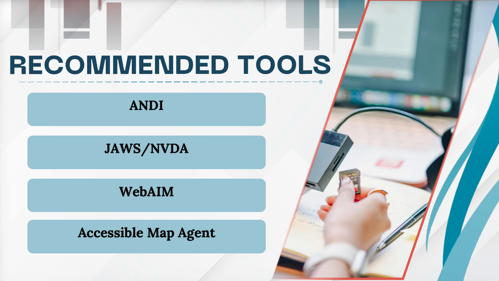WebAIM is another tool that you can use to look at things, and then Accessible Map Agent is our tool that will generate accessible alt text for a map and give you the paragraphs of text that describe it. Okay, so let's look at a few examples before we try to do some of this ourselves.